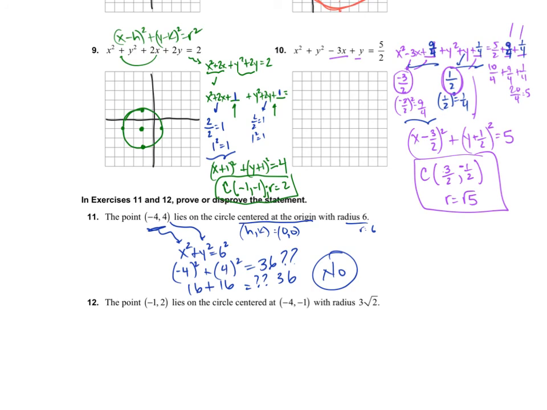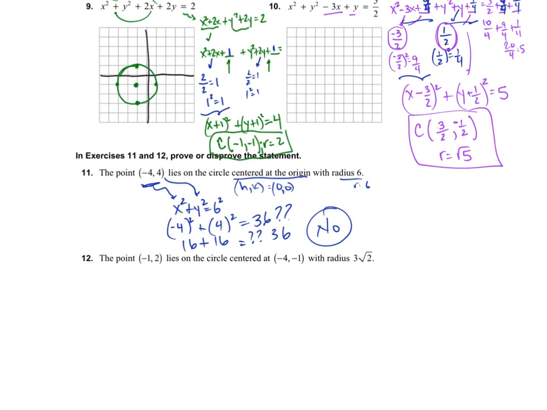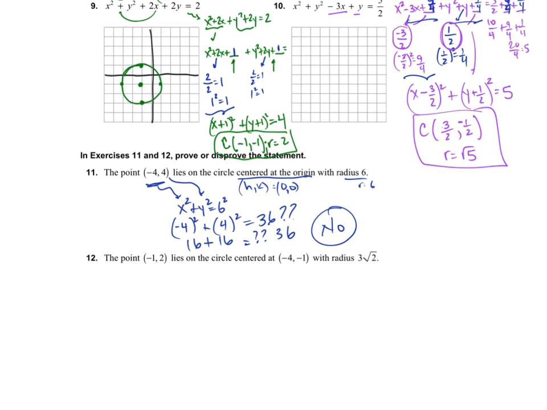All right, and moving on to our last problem over here. It says the point negative 1, 2 lies on the circle centered negative 4, 1 with a radius of 3 root 2. So again, here's my h. Here's my h, there's my k. So x plus 4 squared, and then we're going to get y plus 1 squared equals 3 root 2 squared. So let's verify if this point, when x is negative 1 and y is 2, works.